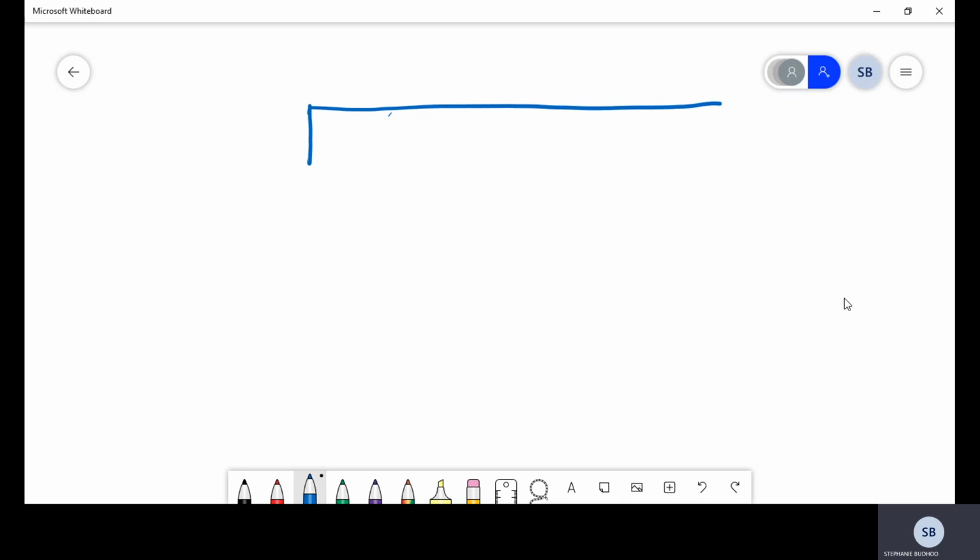So our function was 3x cubed minus 2x squared plus 4x plus 1. And our divisor was x plus 1.